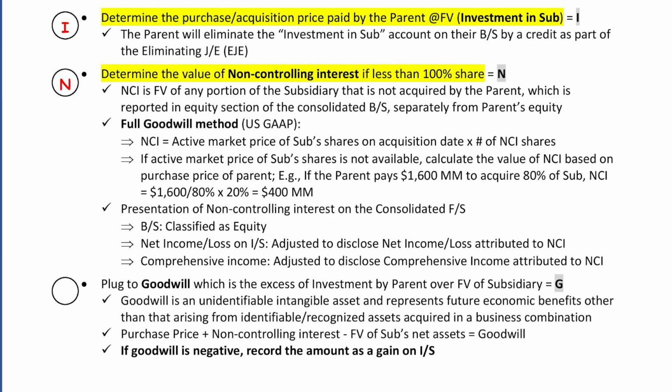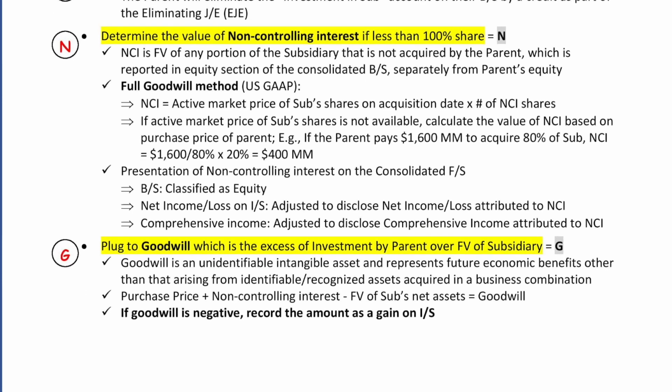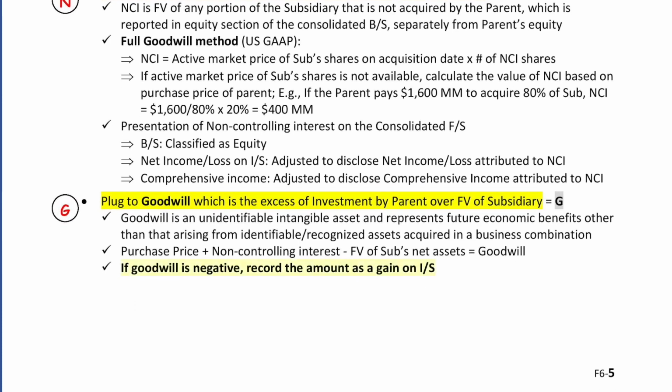Move down on this page, write G on the last bubble and write plug to goodwill, which is the excess of investment by parent over fair value of the sub. So guys, goodwill is the unidentifiable intangible asset that represents future economic benefits other than that arising from identifiable or recognized assets acquired in a business combination. And the last line, highlight if goodwill is negative, record the amount as a gain on the income statement.